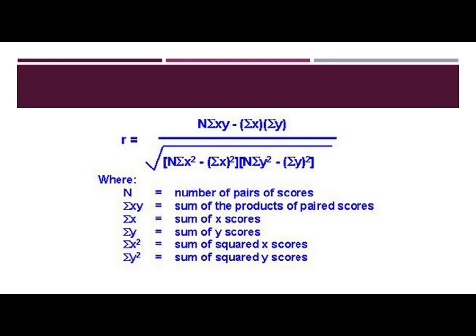See, again, the n equals number of pairs. I went over that earlier. And then just, again, a little review. Now it's a review for you. Sigma xy is just the sum of the products of the paired scores. Sigma x is just the sum of the x scores. Sigma y is simply the sum of the y scores. Sigma x squared, well, if you take all of the x values and square them and then add them up, that's the value you would get for sigma x squared. And then sigma y squared, same thing. All of the y values squared and then added up. It's just the sum of the y squared.